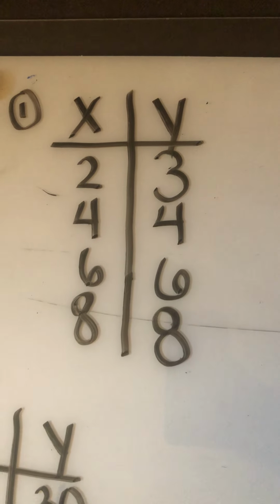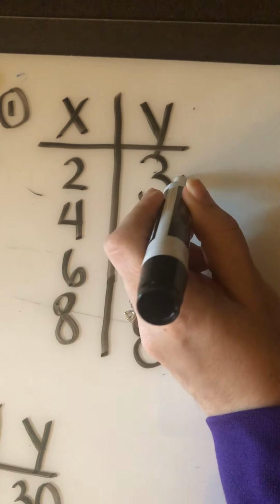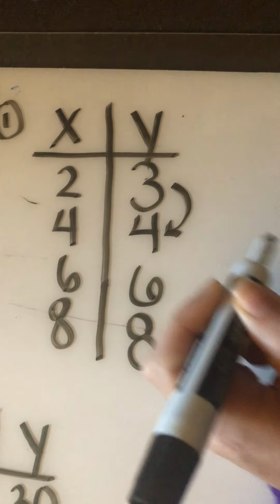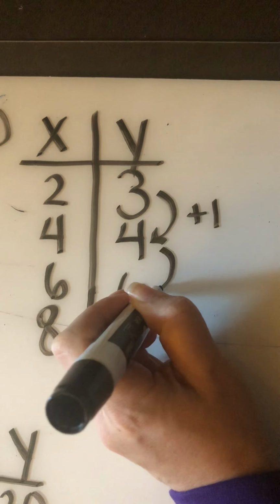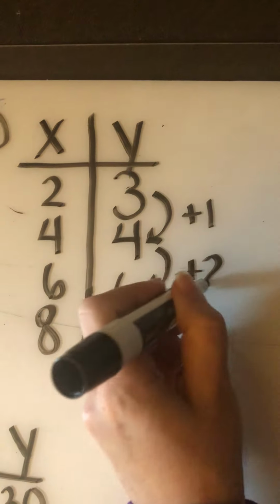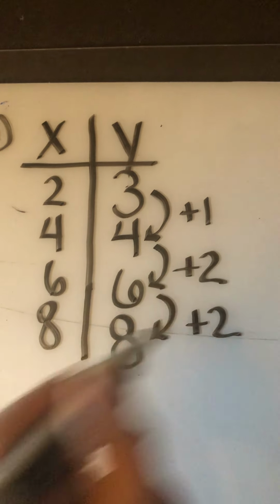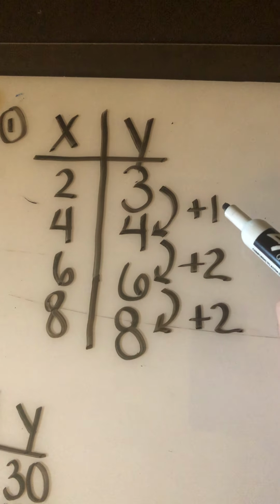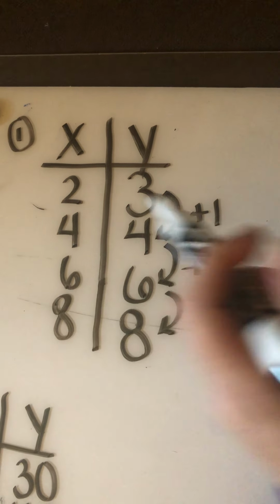First thing you would do is look to see if there is a constant. So I'm going to go to my y's. From 3 to 4, I see that we're changing by +1. From 4 to 6, I see we're changing by +2. And then from 6 to 8, we're changing by +2. So this 1 at the top is throwing me off, but I need to make sure that it's also not constant on the other side.